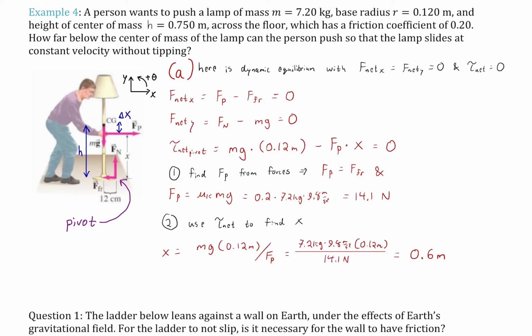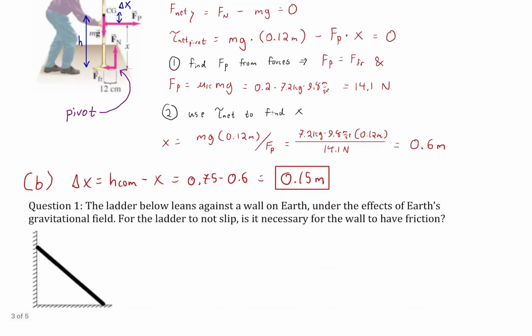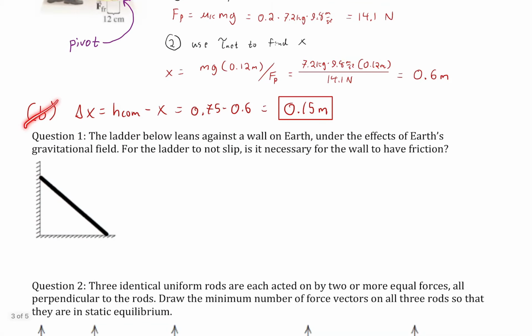When we do that, it's going to be mg times the radius divided by the pushing force. Plug in our numbers, and we get 0.6. So we found that x is 0.6. Now the vertical location of the center of mass above the ground was 75 centimeters. So we just take 0.75 minus 0.6, and there we go, 0.15. Okay, we've got our answer. All right, good. And that's actually not part b. There was only one part there.